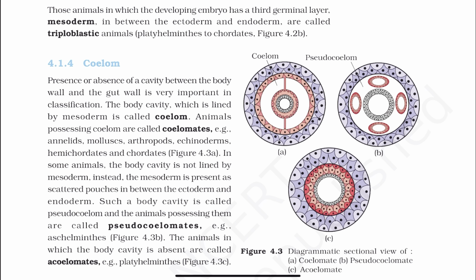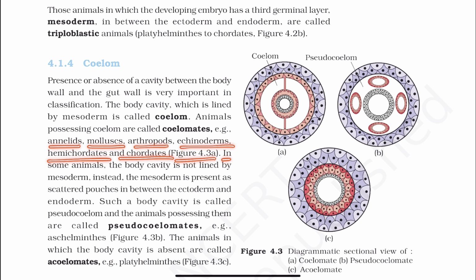4.1.4 Coelom. Presence or absence of a cavity between the body wall and the gut wall is very important in classification. The body cavity, which is lined by mesoderm, is called coelom. Animals possessing coelom are called coelomates. Example: annelids, mollusks, arthropods, echinoderms, hemichordates, and chordates.